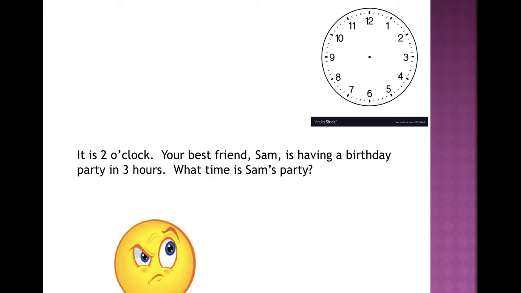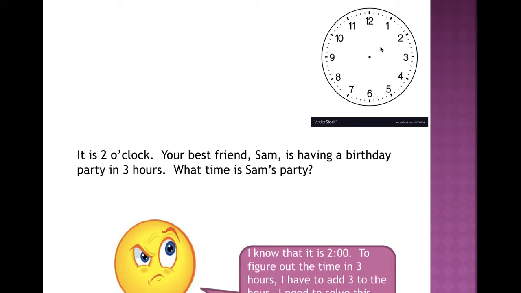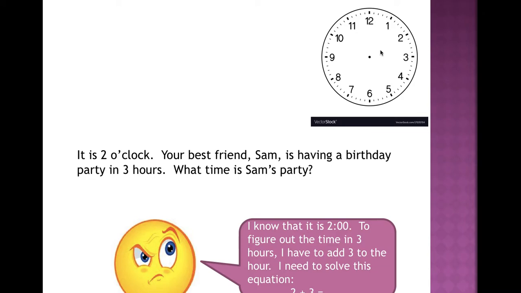Let's try another. It's 2 o'clock right now. Your best friend Sam is having a birthday party in 3 hours. What time is Sam's party? So the hour hand would be at the 2 o'clock. The minute hand would be at the 12. So we know it's 2 o'clock right now. The party is in 3 hours. So we would have to add 3.